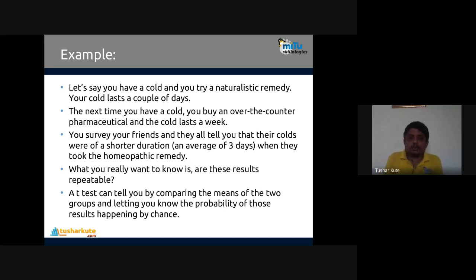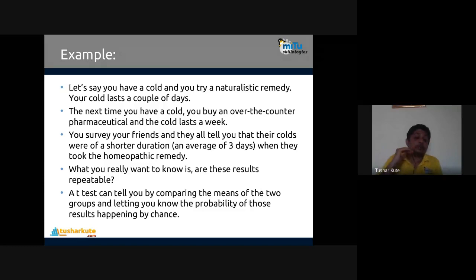You survey your friends, and they tell you that their colds were of shorter duration, on average 3 days, when they took the homeopathic remedy. So three things are there. What you really want to know is, are the results repeatable? So three tests are there: naturalistic, that is Ayurvedic, homeopathic, and the one you took directly from the medical store. The t-test can tell you, by comparing the means of two groups, the probability of those results happening by chance or not.